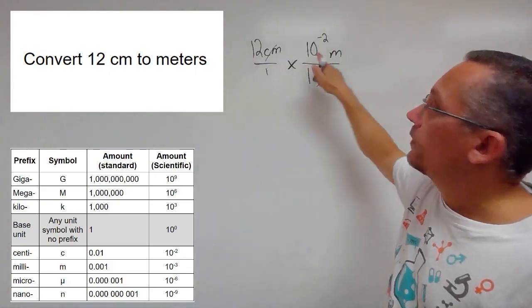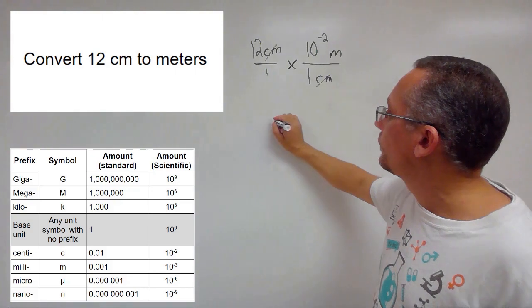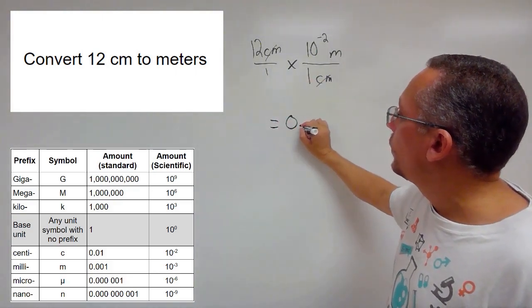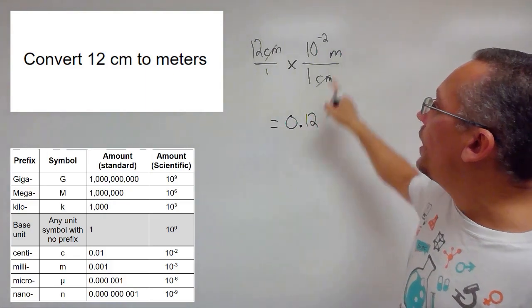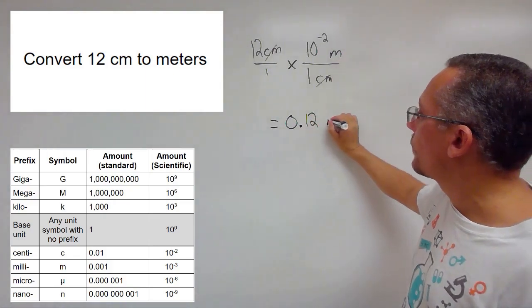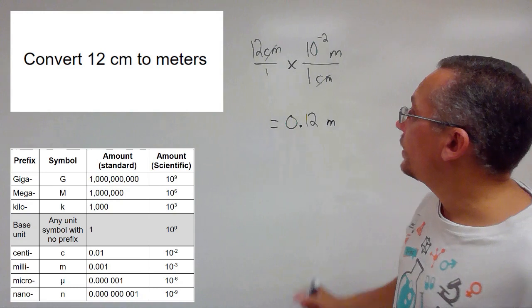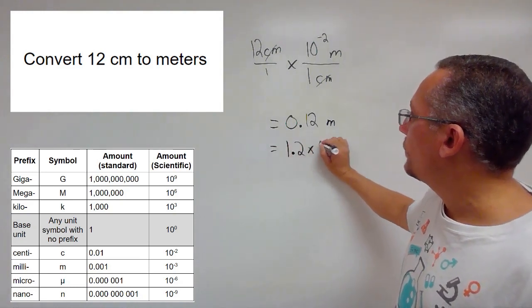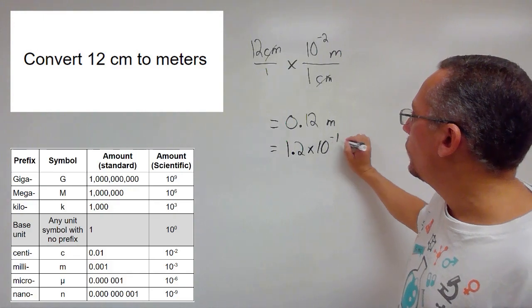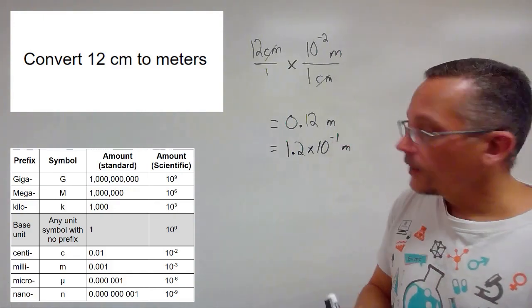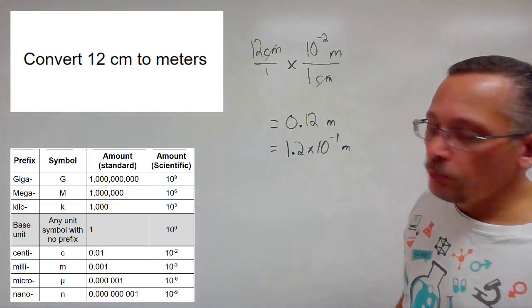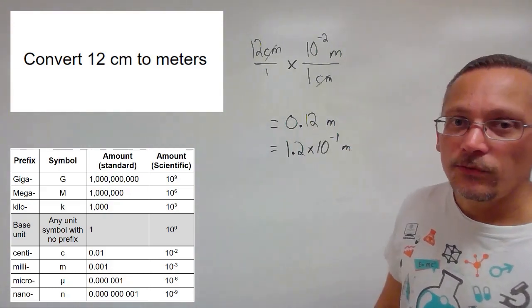So I have 12 times 10 to the minus 2, and that is 0.12, and my unit is meters. If you prefer to have it in scientific notation, you'd have 1.2 times 10 to the minus 1 meters. So 0.12 meters or 1.2 times 10 to the negative 1 meters.